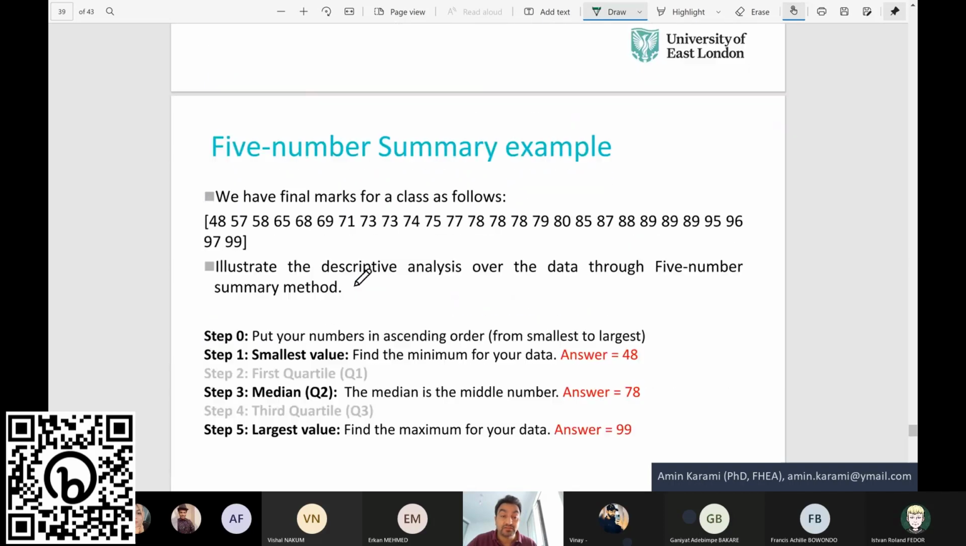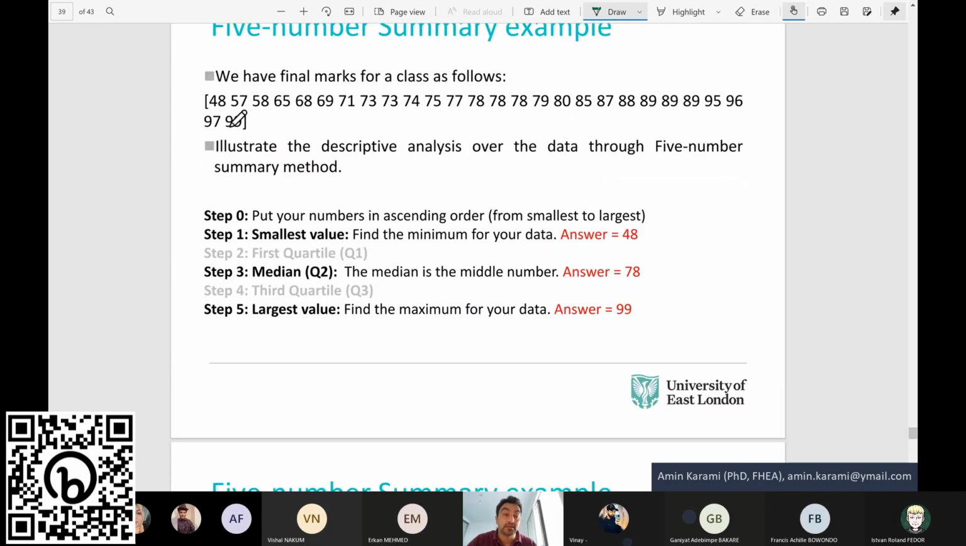For instance, I have these marks. These are data I have. Let's say these are the marks from last year. So first of all, we have to put them in ascending order. So great, we did that in ascending order.